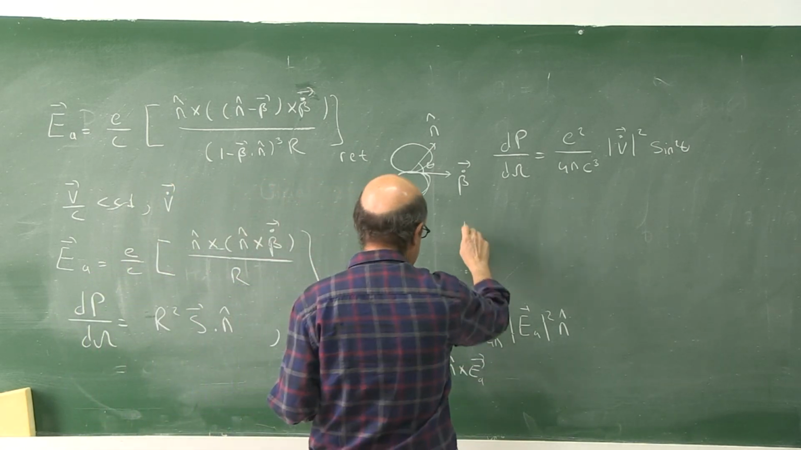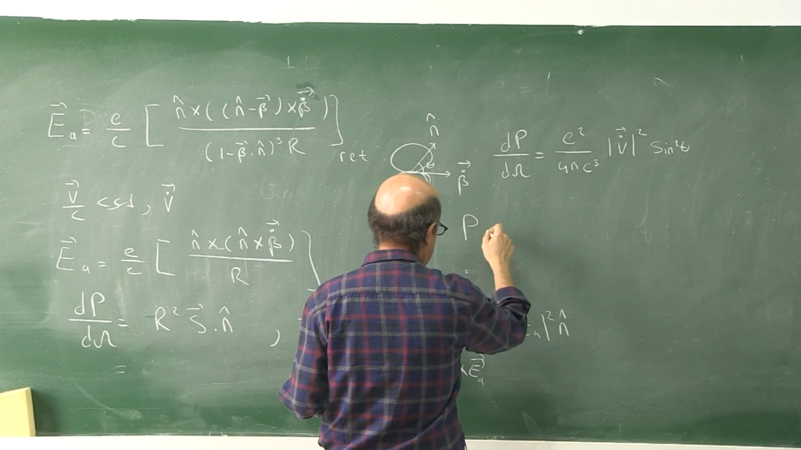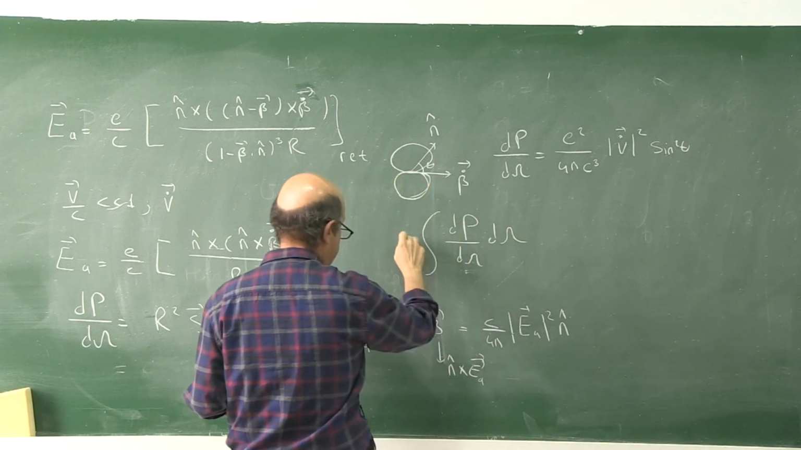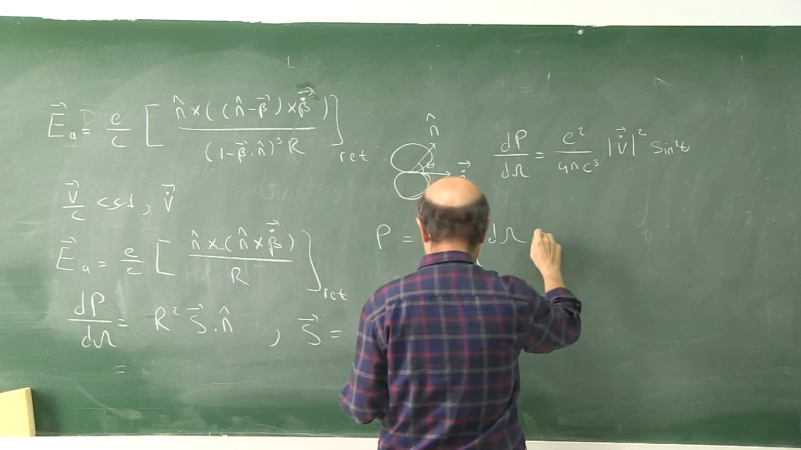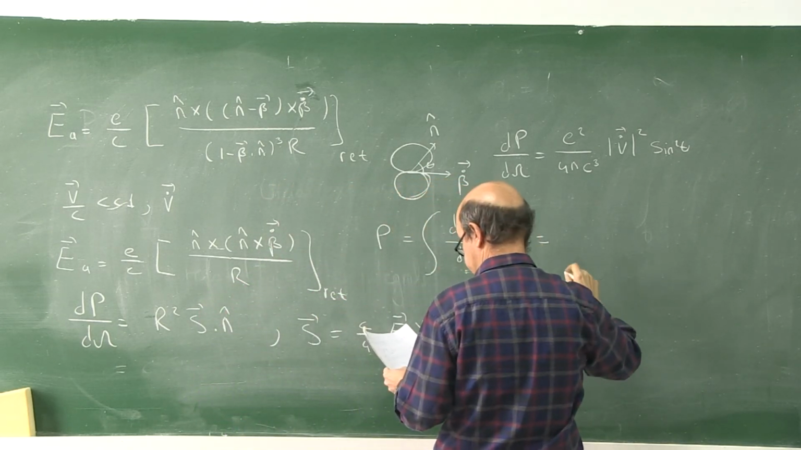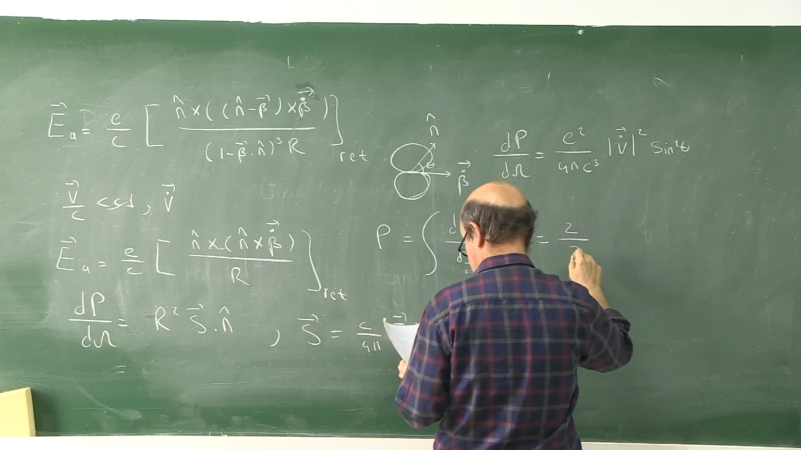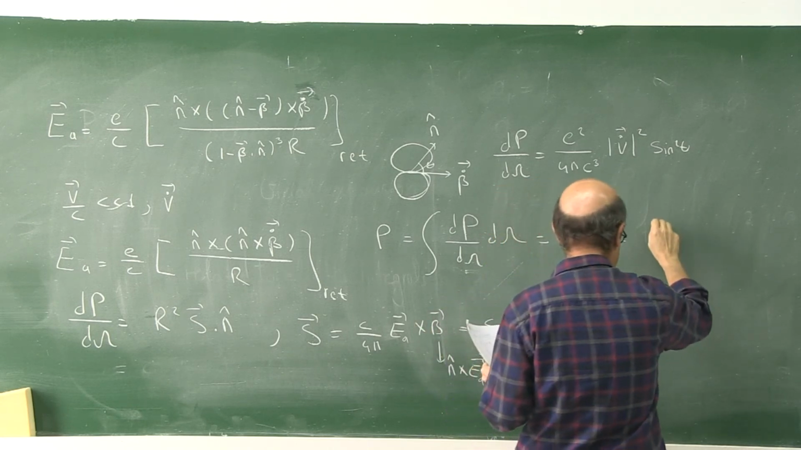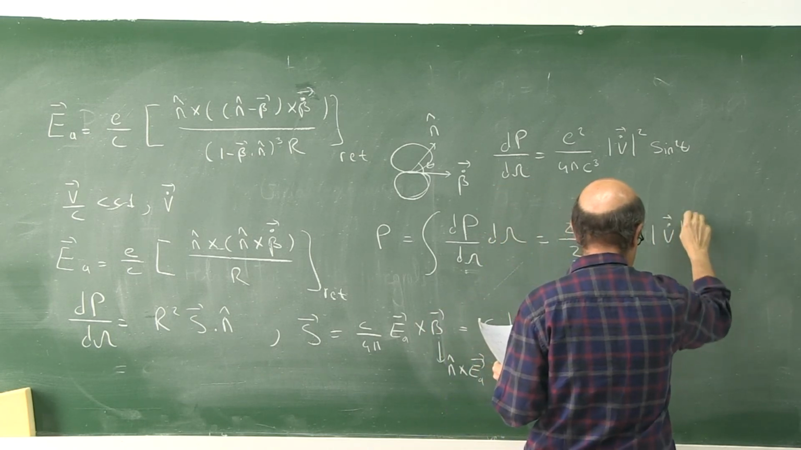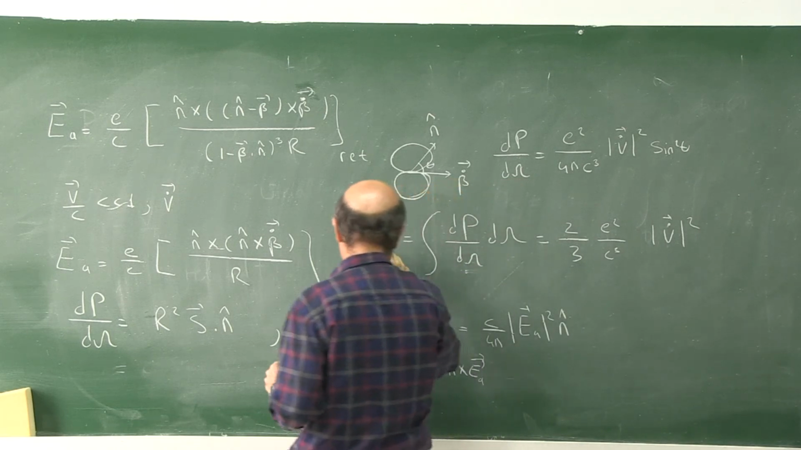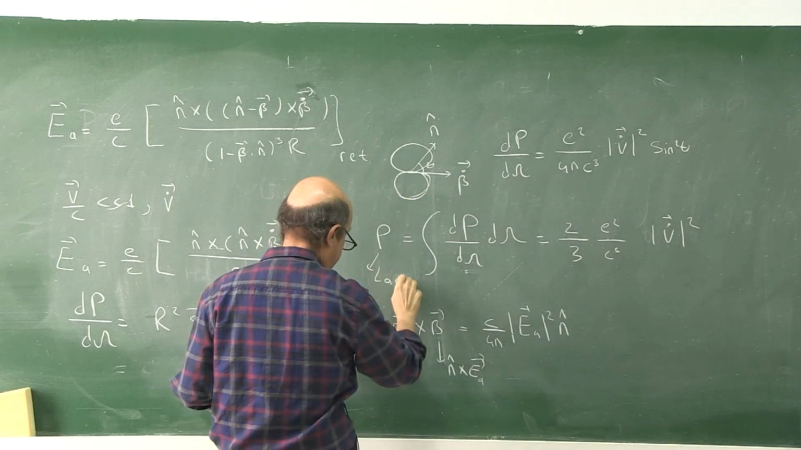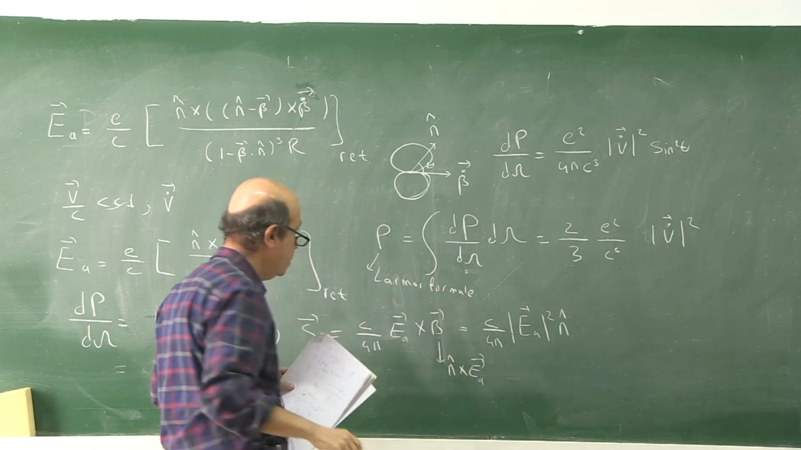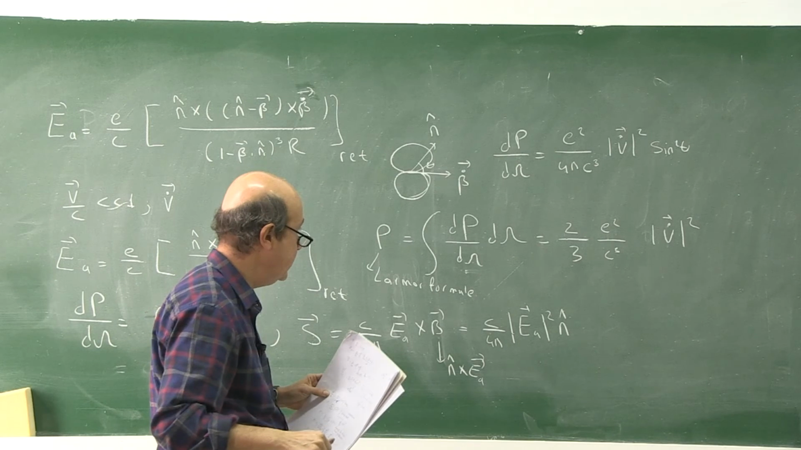And if you integrate this over all solid angles, you find the total emitted power, which is equal to 2 over 3 e squared over c cubed times beta dot squared. This is called the Larmor formula. That represents the total power from the accelerated charge.